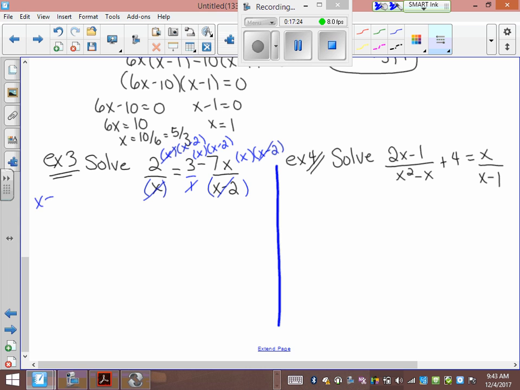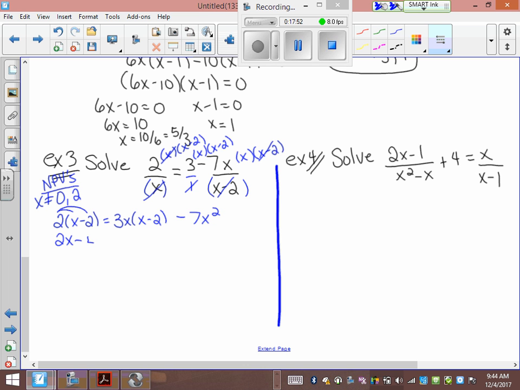So our NPVs are x can't equal 0 or 2. We should have stated those before I canceled. And we write what's left over. 2 times x minus 2 equals 3x times x minus 2 minus 7x squared. Distribute.